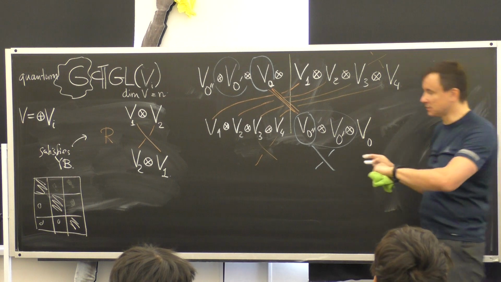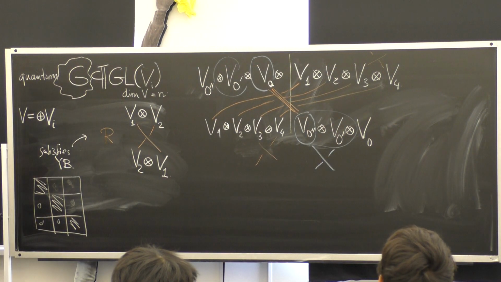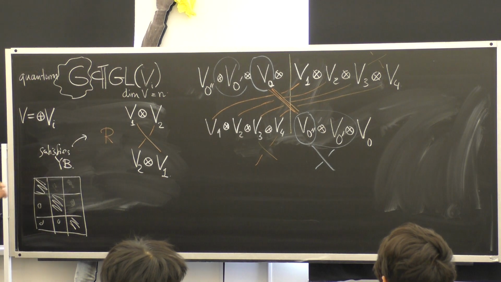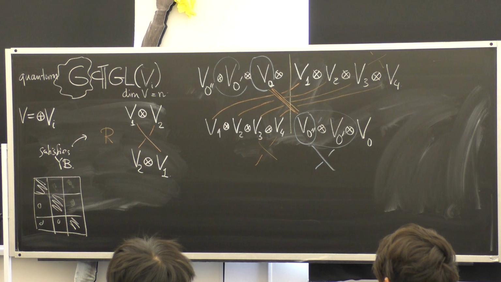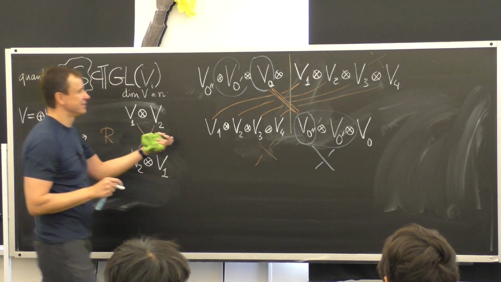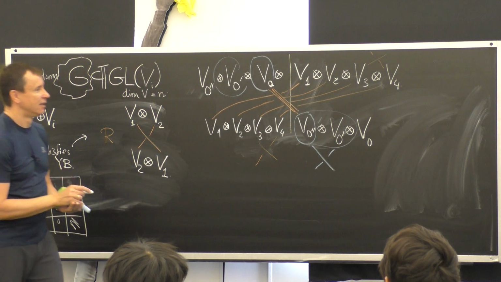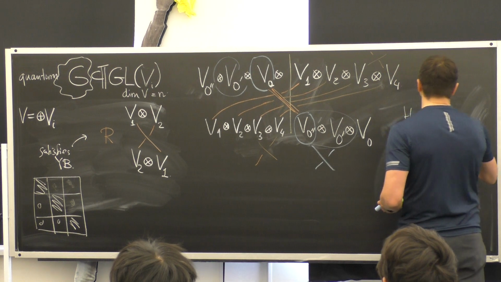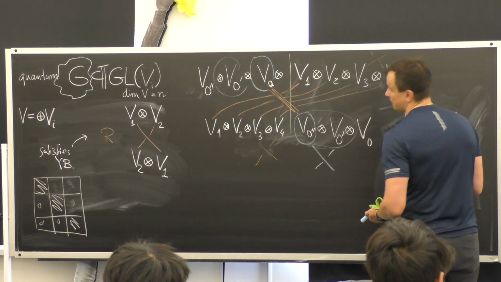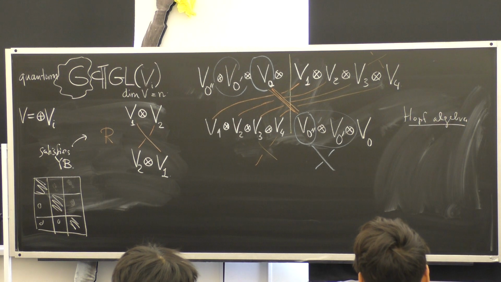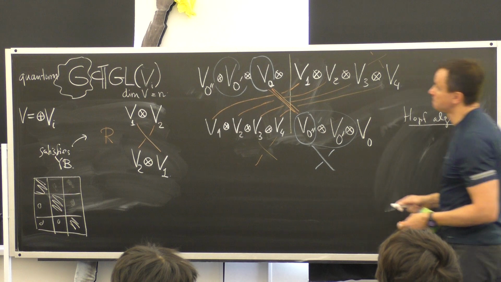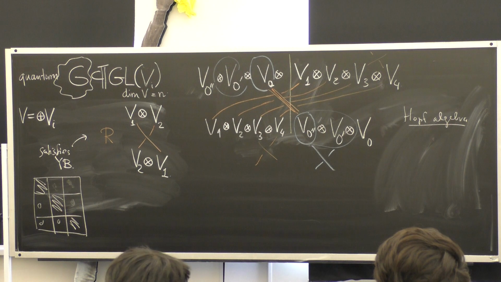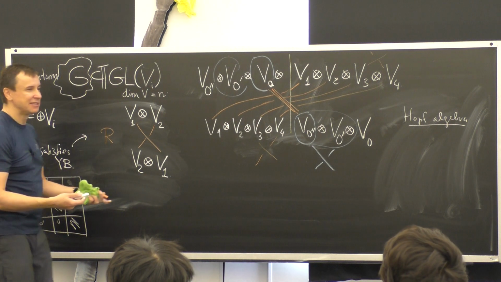And tautologically, well, maybe it's an exercise to actually write down what the coproduct is. Maybe it's a tautology. Maybe you should just write it down as an exercise. Anyway, that does define a Hopf algebra. Somehow this is not new in math. This is what people did before quantum groups were named quantum groups.